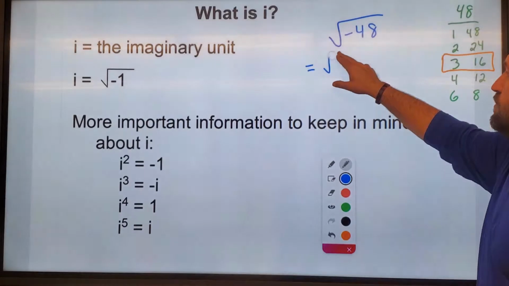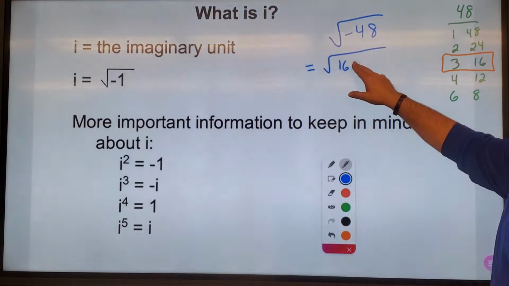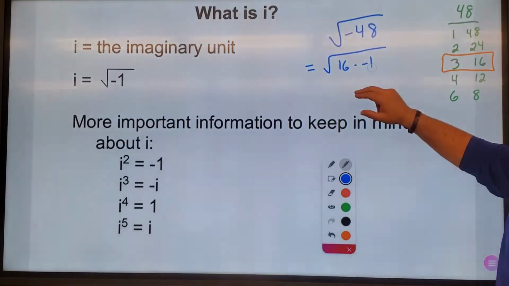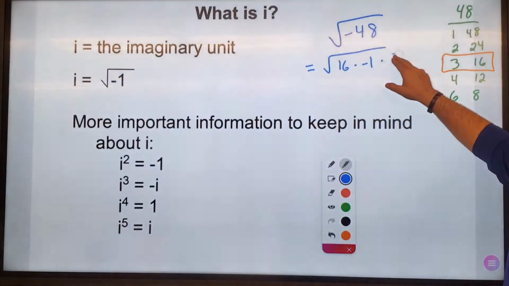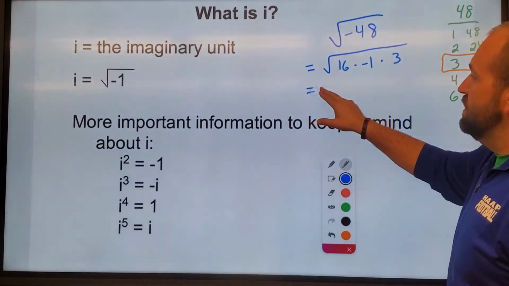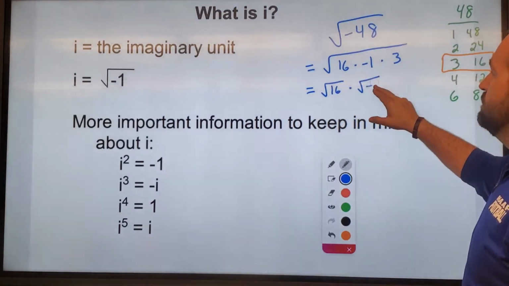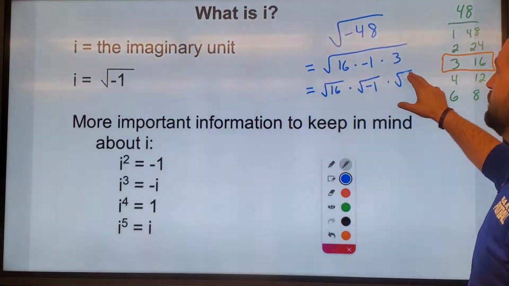This is going to become the square root. We again use that 16 first, the largest perfect square, times, I'm going to do negative 1 now, times 3. So I'm going to break this up into 3 pieces instead of 2. 48 itself is the 16 and 3, but we still have to account for that negative, so we're going to call that negative 1. We then apply the multiplication property of square roots, which means I can split this up. I can take the square root of 16 times the square root of negative 1 times the square root of 3.